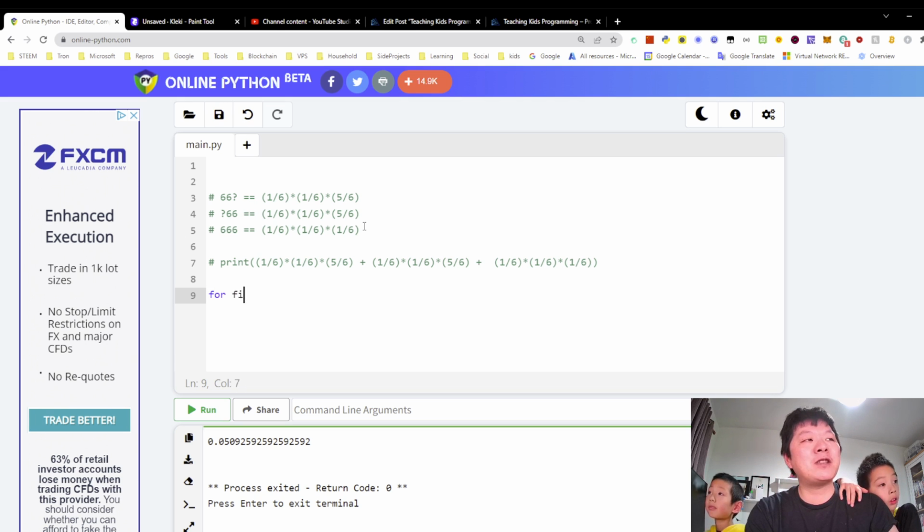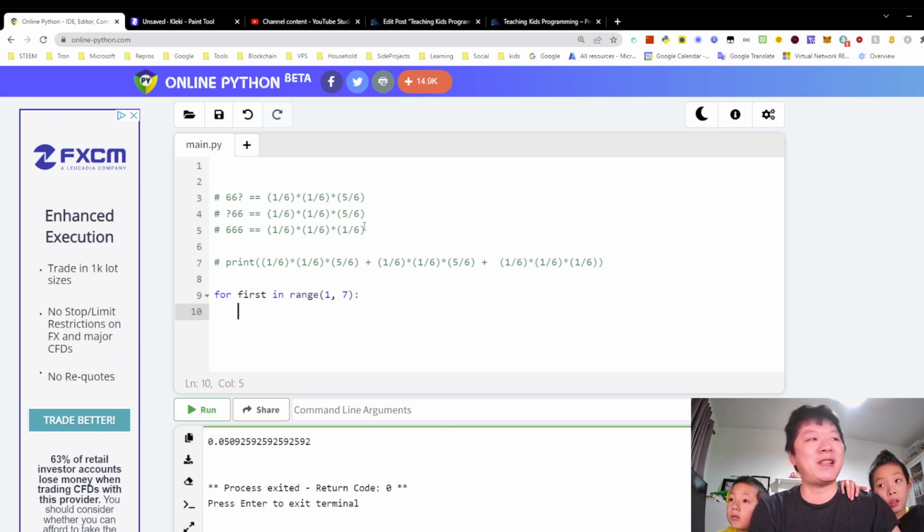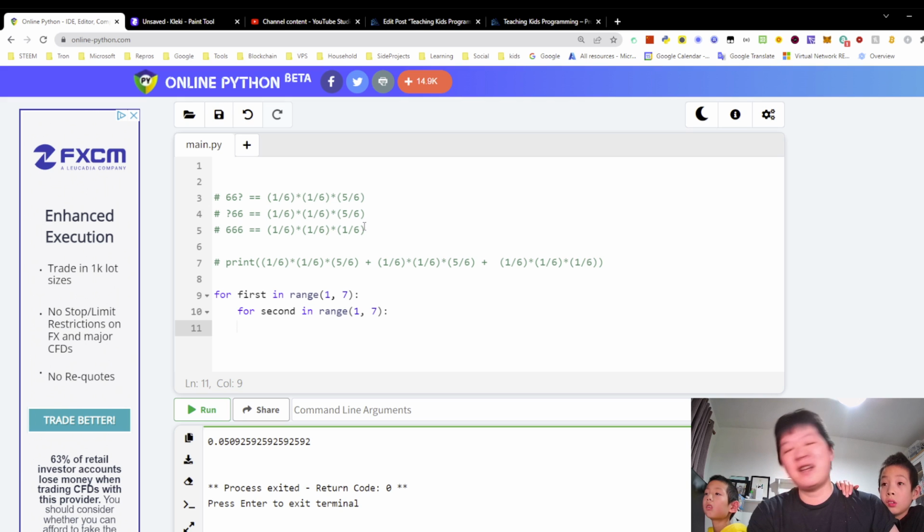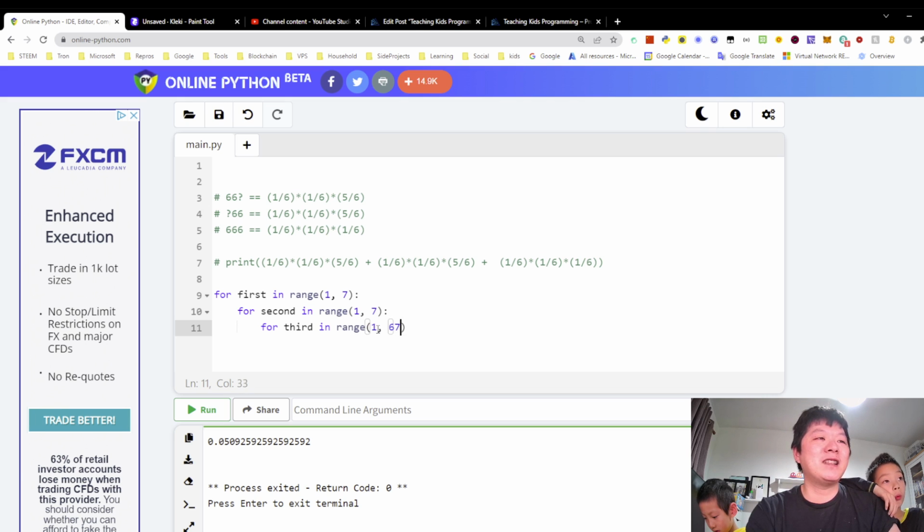So for the first one, in range 1 to 7, right? Because there are 6 possibilities. If we roll the first one, we can roll the second one, again in range 1 to 7, because 1 to 6, yeah? Why is this parameter 7? Do you still recall? The range function. Because it goes up to 7, not including 7, yeah? For the third, in range 1 to 7, the third digit.